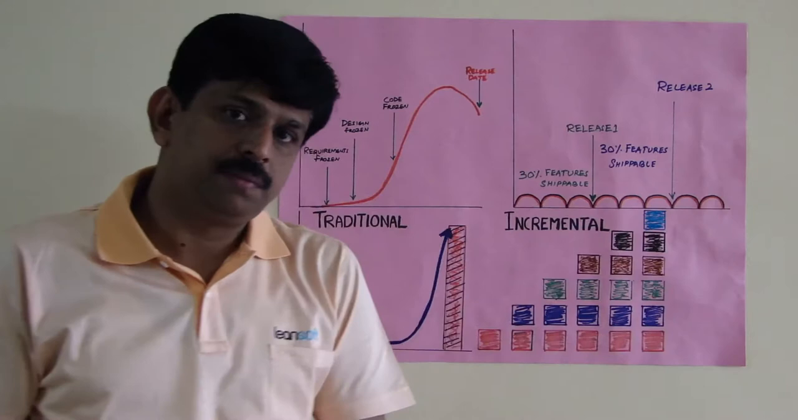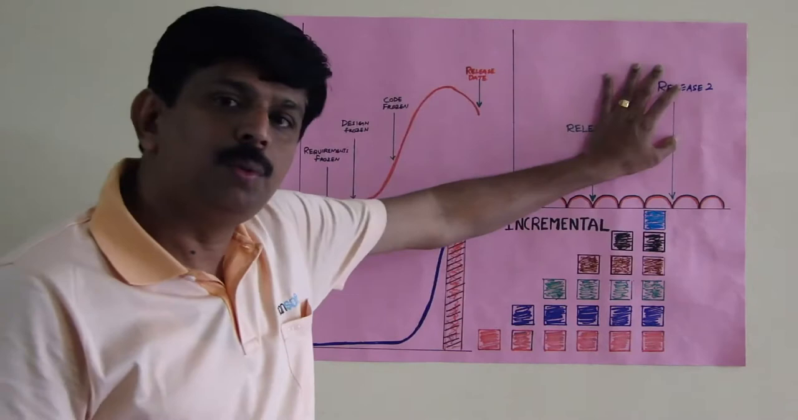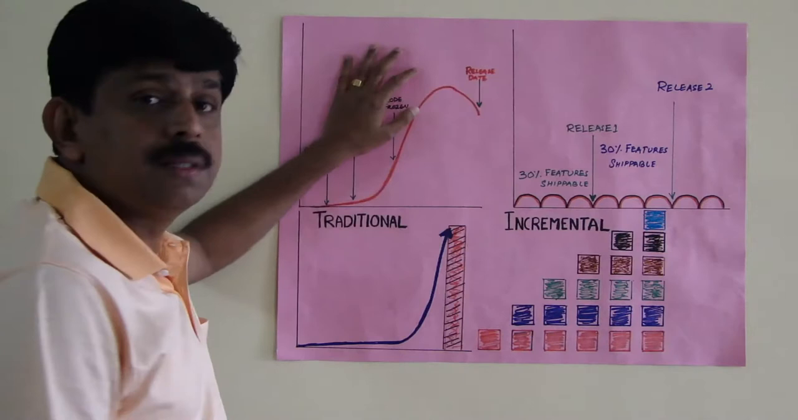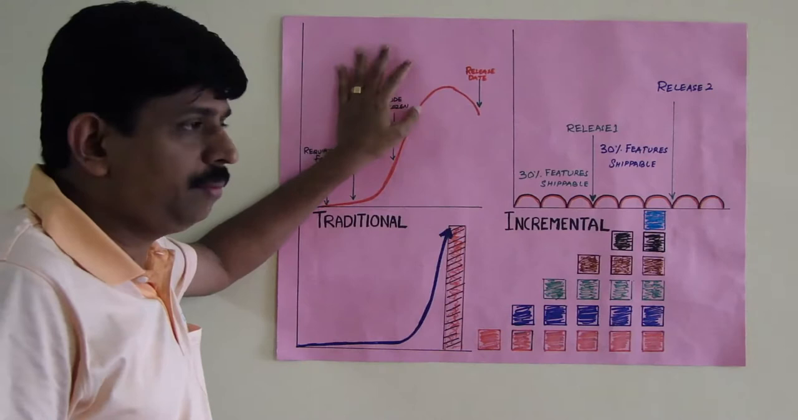Let's look at the top two more graphs, and then we'll come to why we should follow incremental software development using Scrum. You see this? This represents the defect chart. What is an open defect? What is the number of open defects that we have? The current open defects chart.